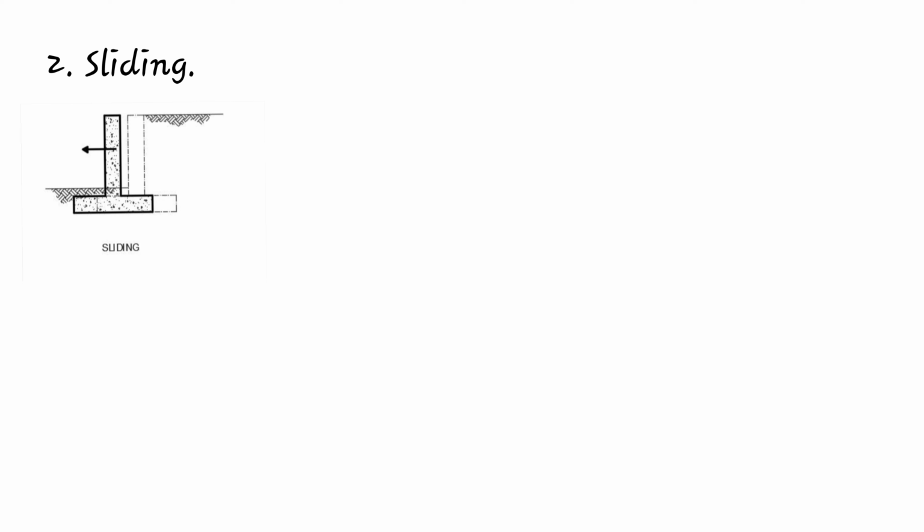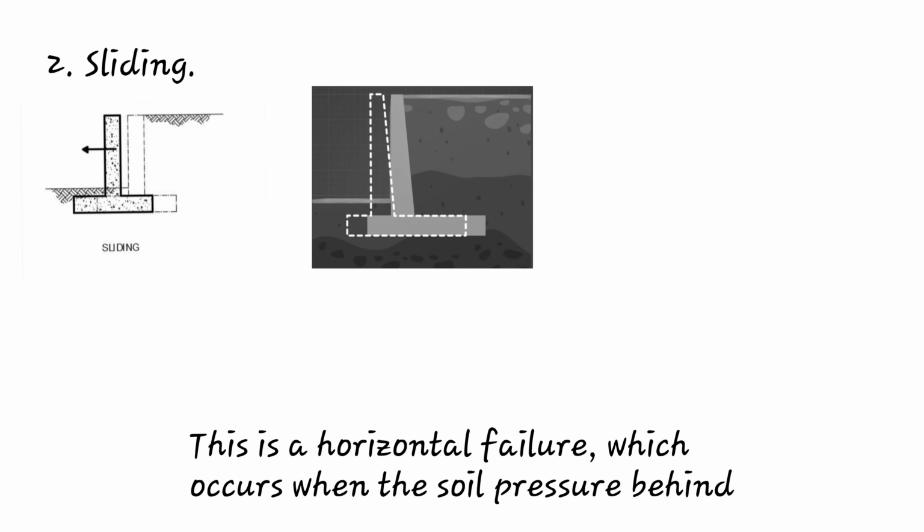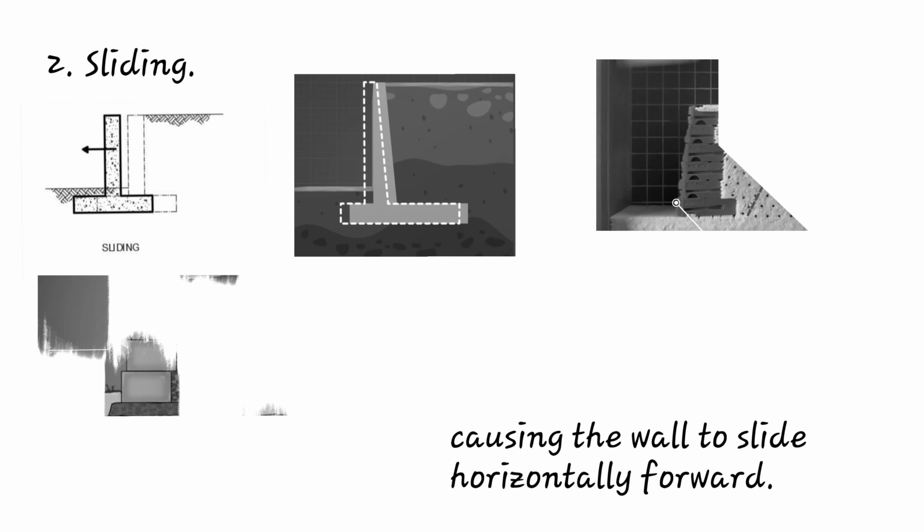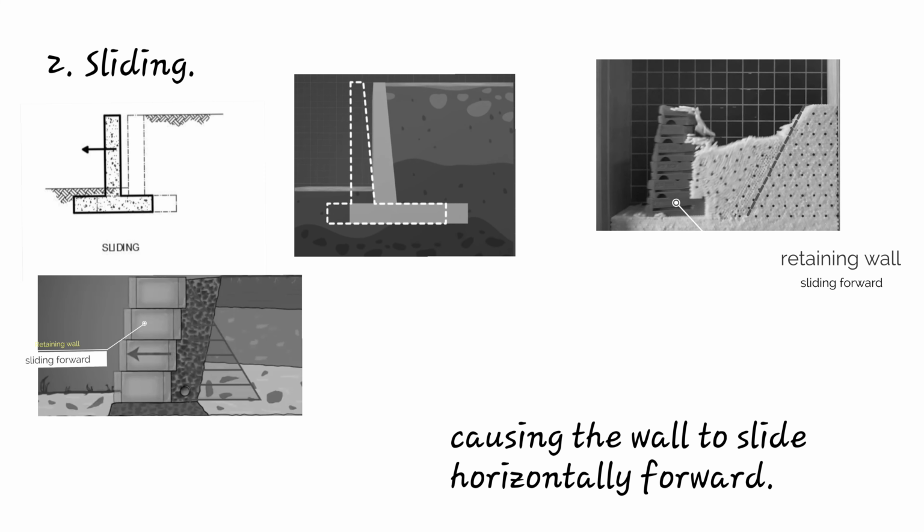2. Sliding. This is a horizontal failure, which occurs when the soil pressure behind the wall is greater than the frictional resistance and the passive resistance at the foundation base, causing the wall to slide horizontally forward.